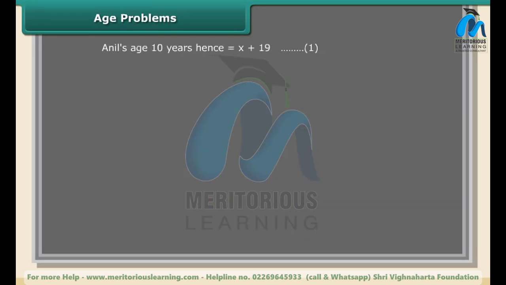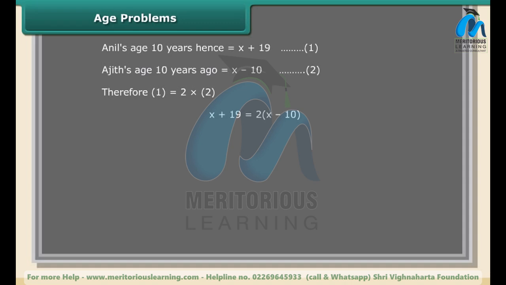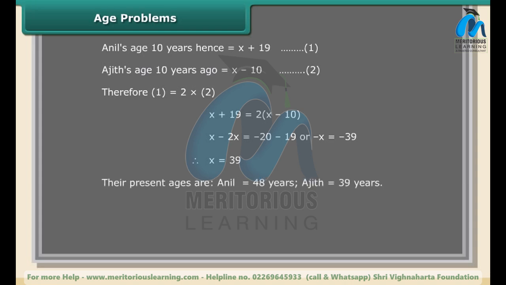Anil's age 10 years hence is equal to x plus 19. Equation 1. Ajit's age 10 years ago is equal to x minus 10. Equation 2. Therefore, 1 is equal to 2 into 2. x plus 19 is equal to 2 into x minus 10. x minus 2x is equal to minus 20 minus 19, or minus x is equal to minus 39. Therefore, x is equal to 39. Their present ages are, Anil is 48 years, Ajit is 39 years.